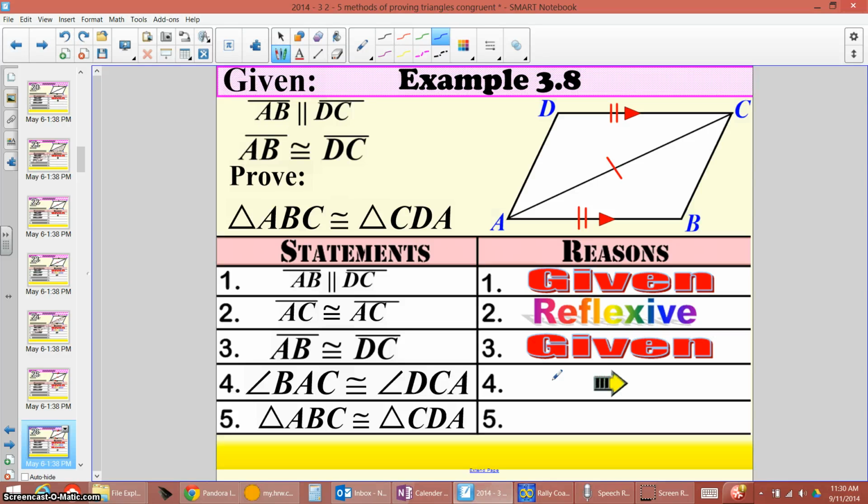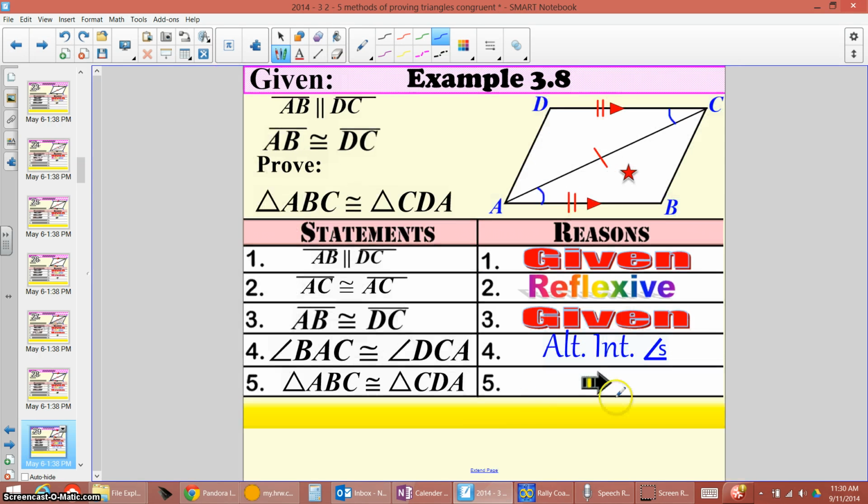Now, this BAC and DCA, I would suggest if it's given to you as a statement, you mark it on the diagram. It will help you see it. Now look at this. This angle is congruent to that angle. Why would this angle here be congruent to that angle there? Let's see. They're inside the parallels, makes them interior. They're on opposite sides. That means they're alternate, so we call them alternate interior angles.